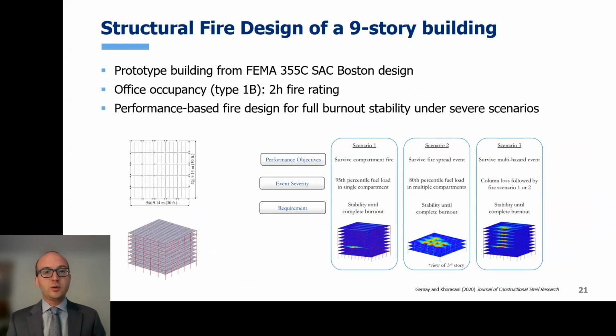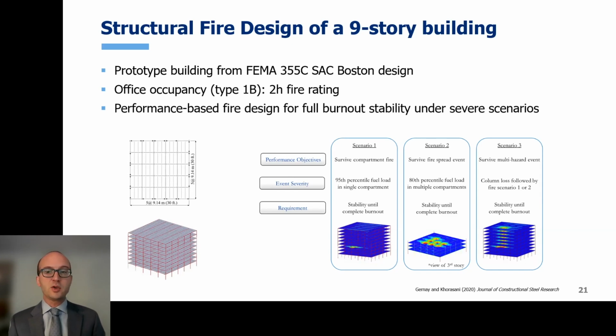Now, using these tools and this understanding of the system response, in a study we looked at designing a prototype building to take advantage of tensile membrane action in fire. The building is a 9-story office building. It has steel frames and composite steel-concrete floors. According to the prescriptive requirements, a 2-hour fire resistance rating is required on the steel framing members. So we completed a performance-based fire design.